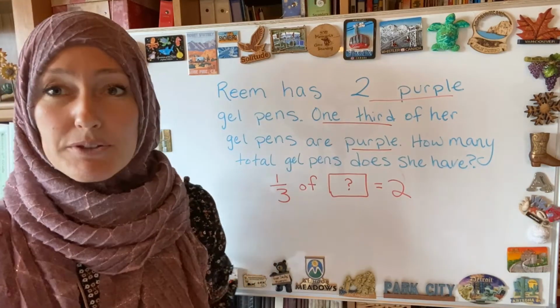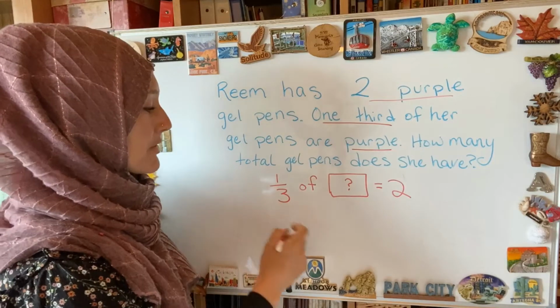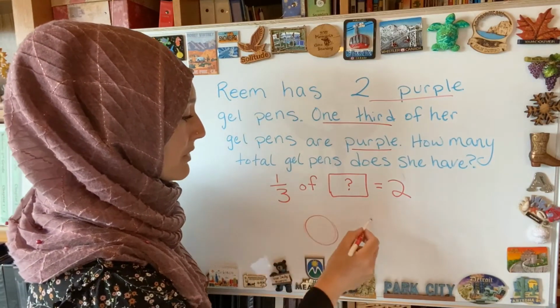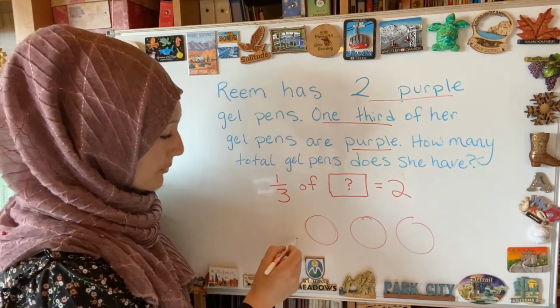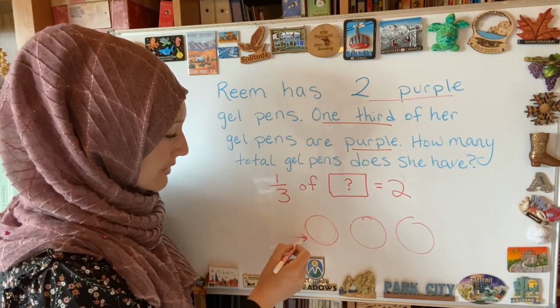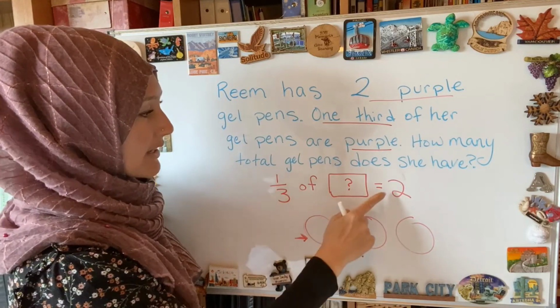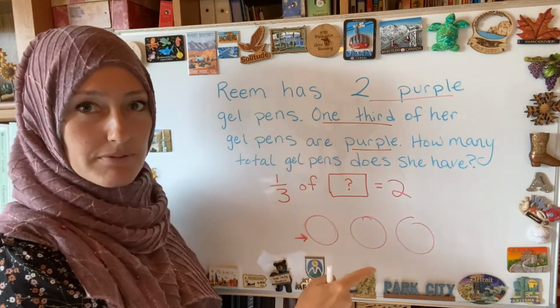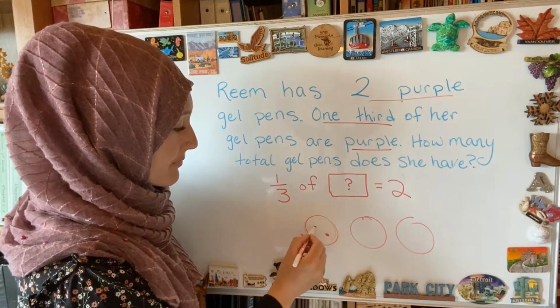So how do we do this? We draw a diagram. The denominator tells us how many groups, so there's going to be 3 groups. We're talking about one of the groups, 1 out of the 3 is going to be purple, is going to be 2. So I'm going to put 2 in here.